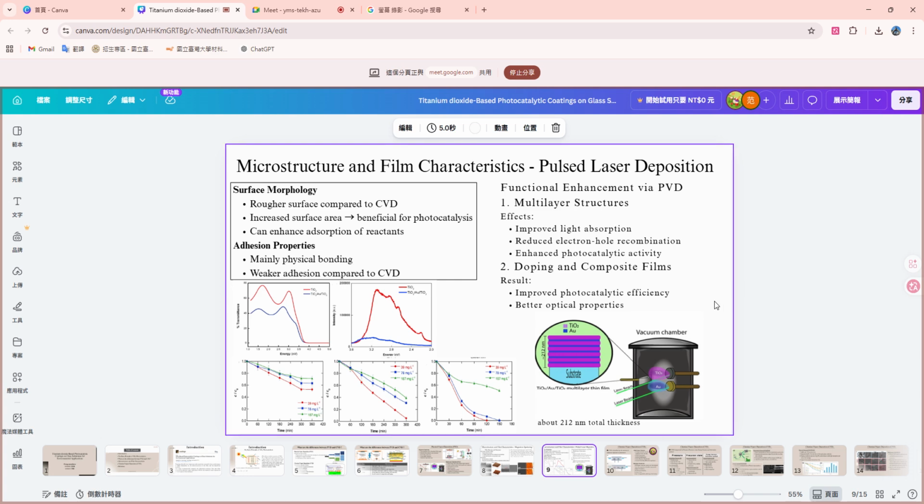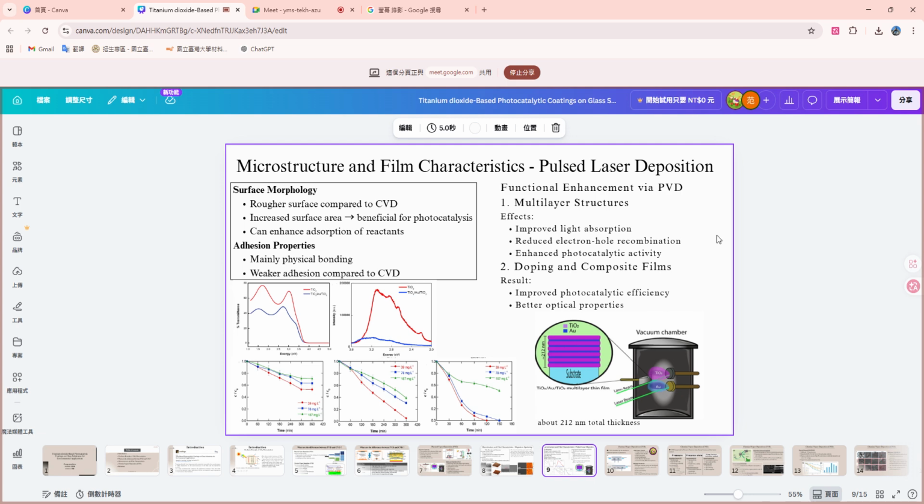This paper also used another method, PLD. In terms of surface morphology, the surface is rougher compared to CVD, but it can also increase the surface area, which is beneficial for the photocatalyst, and can enhance the adsorption of reactants. In terms of adhesion, this method is mainly physical bonding, and it also has weaker adhesion compared to CVD.